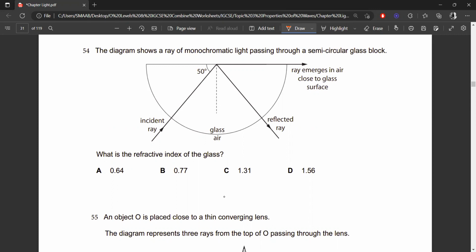Incidence is 40. Okay, incidence is 40. Refracted is 50? No, because light is partially reflecting and partially refracting. So it means light is refracting at 90 degrees. So this is your angle of refraction. It's A.